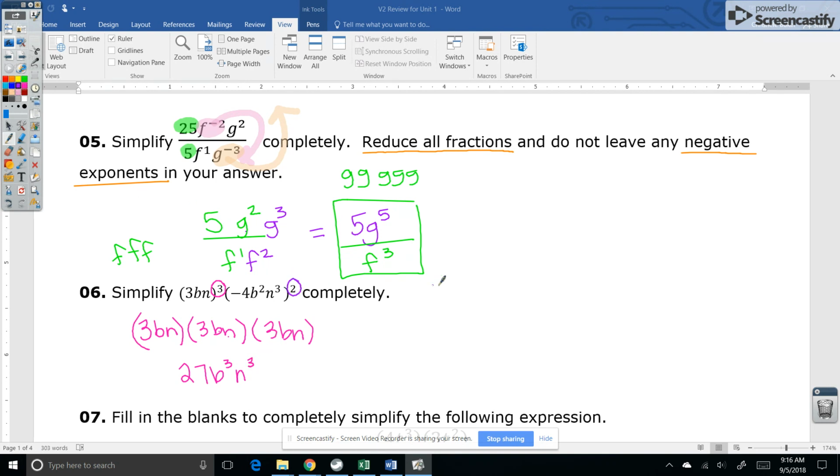Working with my next set of parentheses, I'm squaring this. So I have negative 4b squared n cubed and negative 4b squared n cubed. Negative 4 times negative 4 is positive 16. B squared, that's bb. B squared, bb, so that's b to the fourth. N cubed, that's n to the 6th.